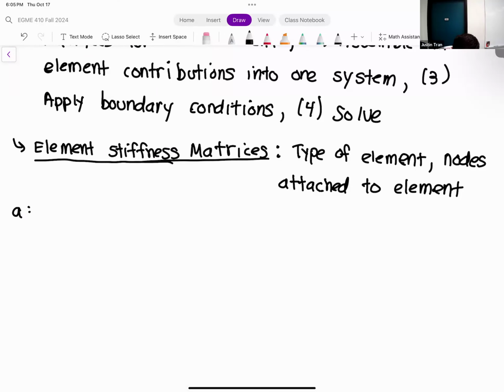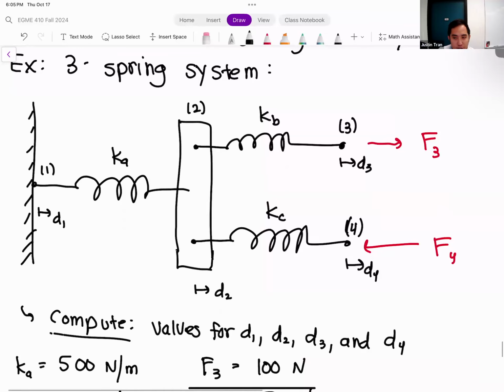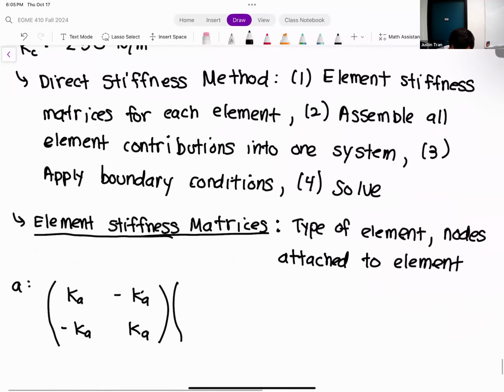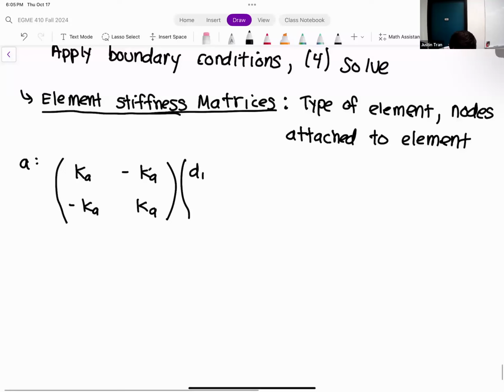So let's look at element A. Element A is a spring, and so our element stiffness matrix for a spring, we know, is 2 by 2. So we have Ka, minus Ka, minus Ka, Ka. Going back up to the figure here, we can see element A is attached to nodes 1 and 2. So this is going to be multiplied by D1, D2, and that's going to be equal to its right-hand side forcing vector F1, F2.